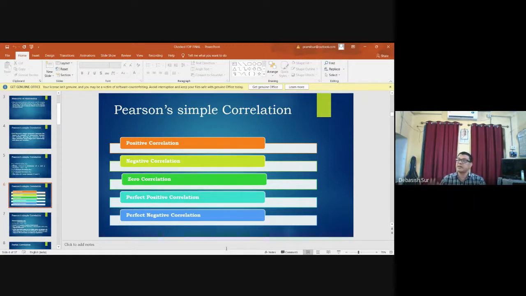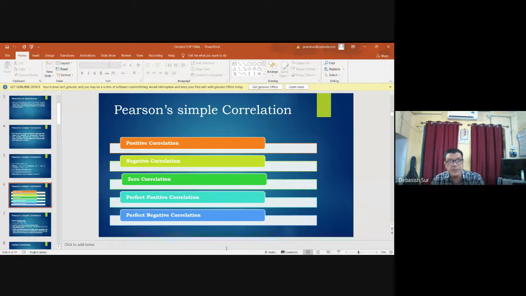Next one is perfect negative correlation. If the values of the two variables move in the opposite direction and there is a linear relationship between them, then the correlation is called perfect negative correlation. In other words, if we plot the values of x and y on the graph paper, and if we find a downward sloping straight line, then the correlation is called perfect negative correlation. And in case of perfect negative correlation, the value of rxy is equal to -1.